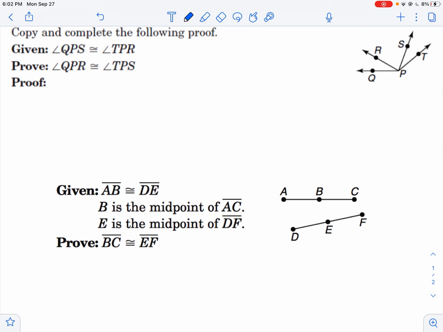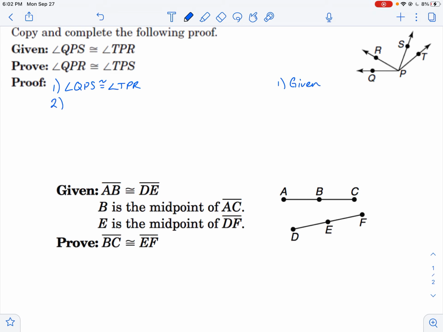This one's a little bit different. The angle QPS, where is that? QPS is congruent to TPR. I want to prove that QPR is congruent to TPS. I want to prove that those two are congruent. So how would I do that? I would say QPS is congruent to TPR. That's given.